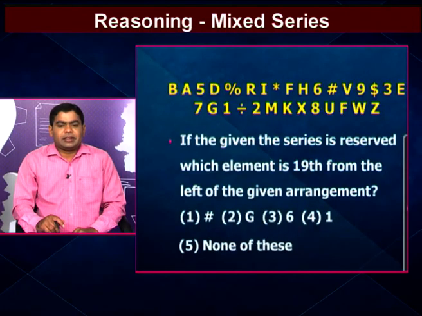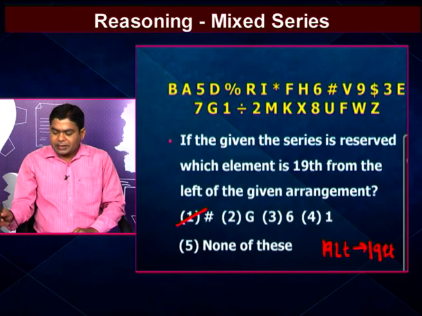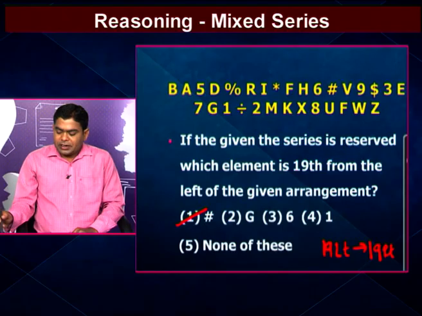If the given series is reversed, which element is 19th from the left of the given arrangement? Series is reversed means we count from the opposite direction. In our question, 19th left is given. Series is reversed means we take the opposite direction. That means we count from the 19th from the right end. So in our series, right means we count from the Z. So here by observation, the 15th element is 3, 16th element is dollar, 17th element is 9, 18th element is V, so the 19th element is ash. So the answer is ash. That means the first option.